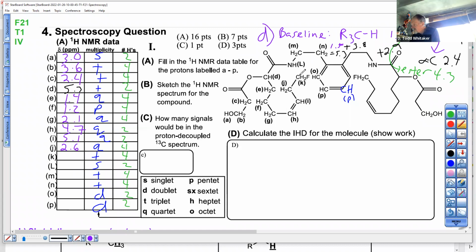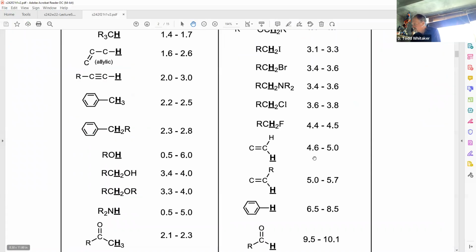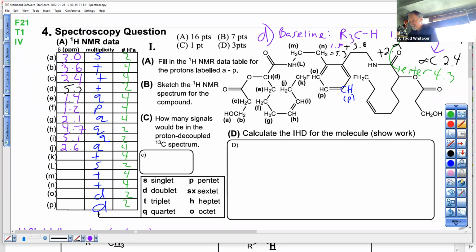K, RCH2F. RCH2F, 4.4 is what I'm going to give it. Please don't add a decimal. I never need a second decimal. 4.4. Here.